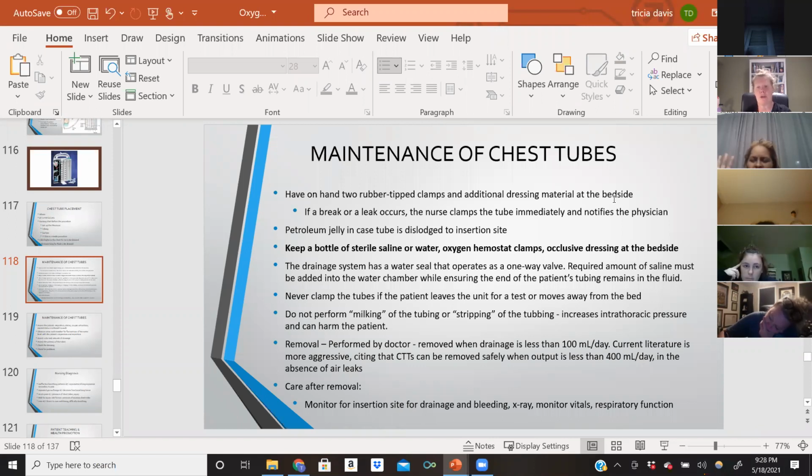Ms. Davis, if we clamp the tube, I thought that was dangerous. Well, you're only going to clamp it if the doctor tells you to, but if you have a break or a leak somewhere, then you have to do it in an emergency situation. Yes, and then notify the doctor. I've never had to do that, by the way. I'm sure it could happen, but I've never seen it, and I've taken care of a lot of chest tubes.